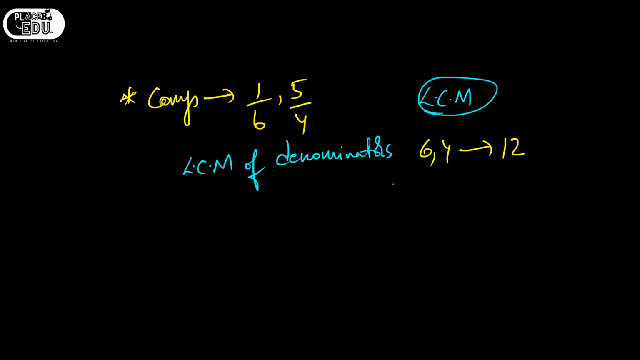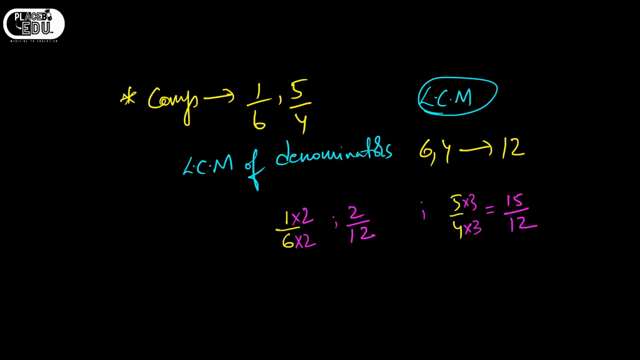So what I have to do is make the denominator 12. 1 by 6, I have to make this denominator 12. For making the denominator 12, I have to multiply it by 2, and here also I have to multiply by 2. So the fraction will be 2 by 12. And 5 by 4 will be converted into, for making the denominator 12, I have to multiply it by 3, and 5 into 3. It will be 15 by 12.